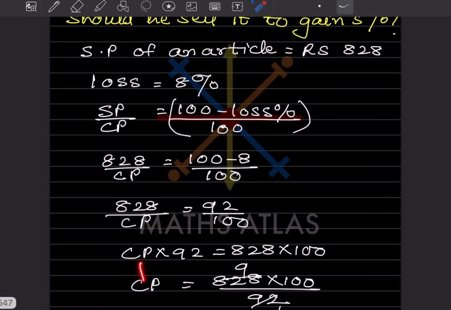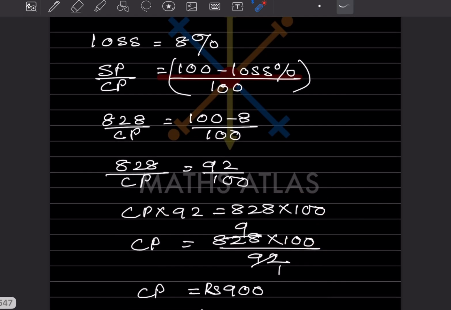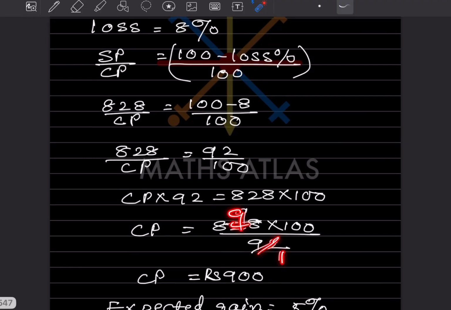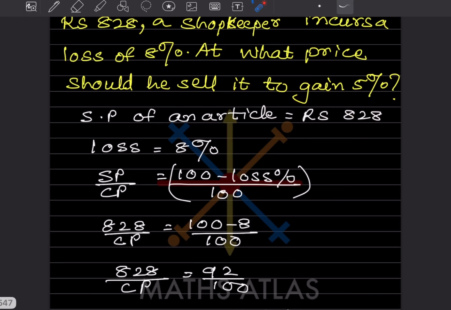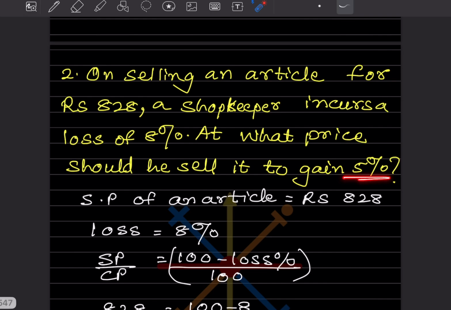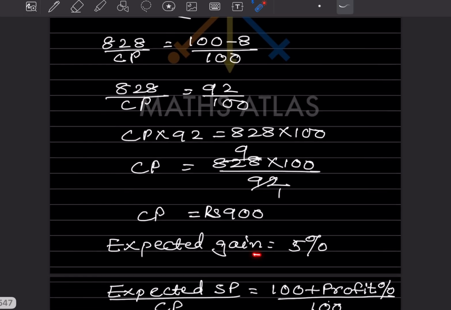So CP will be on the left hand side. This is multiplication, so this will go to the other side and get divided. So this will be 9, so the cost price is 900. So what did they say? The gain should be 5%. So the expected gain should be 5%.